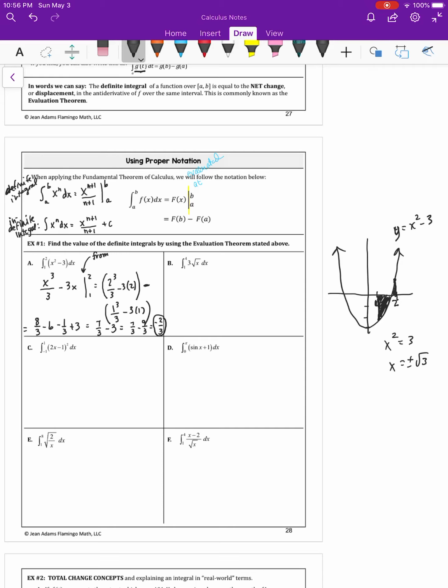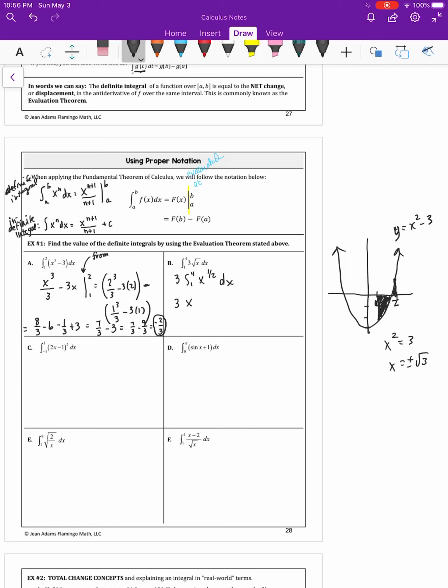We integrated this x squared minus 3, which is the derivative function, from 1 to 2. You can think of it as looking at the derivative function, the area from 1 to 2 between the function and the x-axis. All right, let's look at the next one.